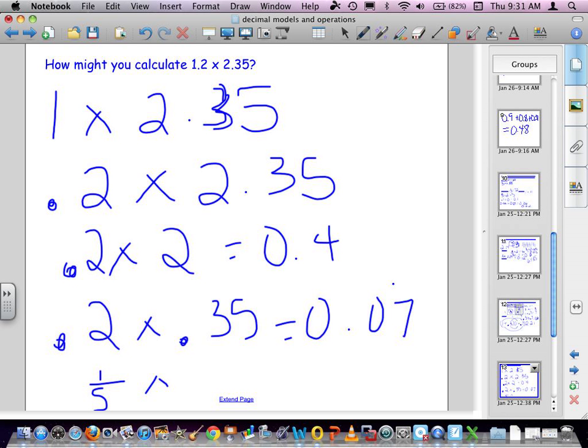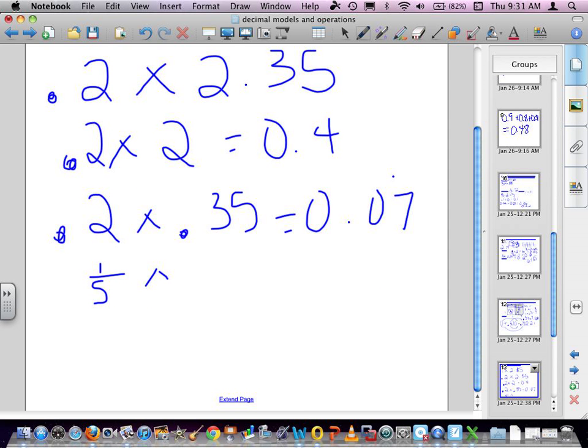Okay, so we're just going to make the page bigger. So we've got a set of 2.35 plus 0.47.